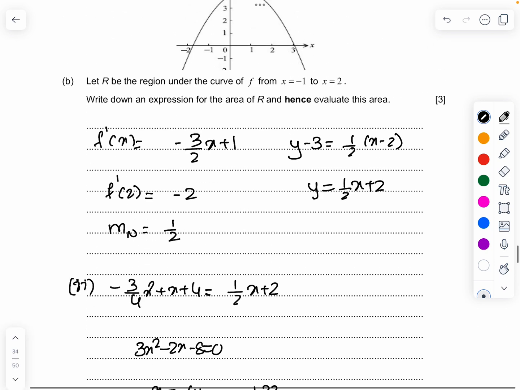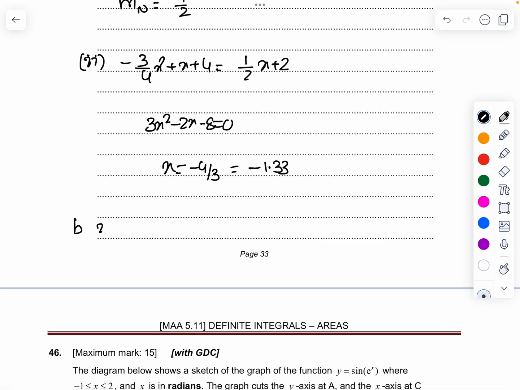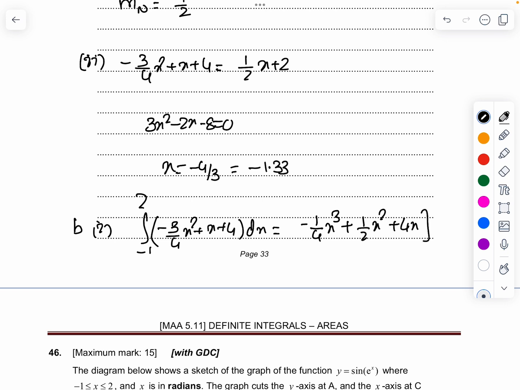Let R be the region. So find an expression for the area of R and hence evaluate this. So it is the integral from minus 1 to 2 of minus 3 upon 4 x square plus x plus 4 dx, which is going to be minus 1 upon 4 x cube plus 1 upon 2 x square plus 4x from minus 1 to 2. Simplify that, you should be able to get 45 upon 4 or 11.25.